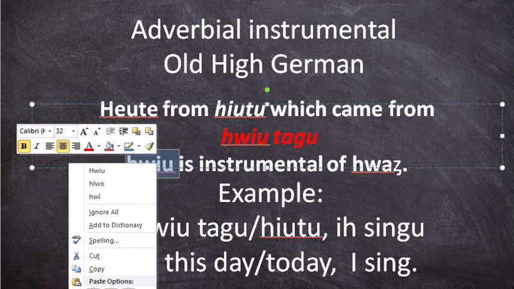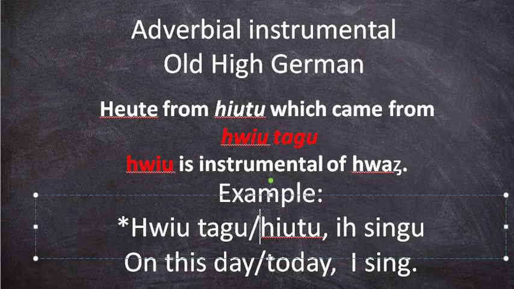Instrumentals. So in the context of time, you're more likely to see hiu tagu, which means on this day. I put an asterisk there because that's an older usage. Who knows, it may precede the time of Old High German, but I put that asterisk there just in case. One would have to really look intimately at the Old High German text.